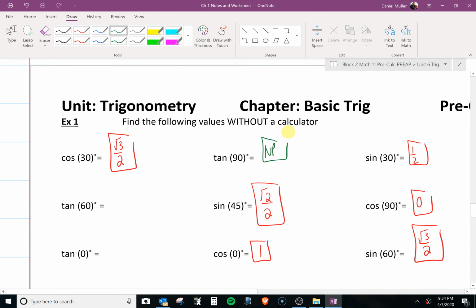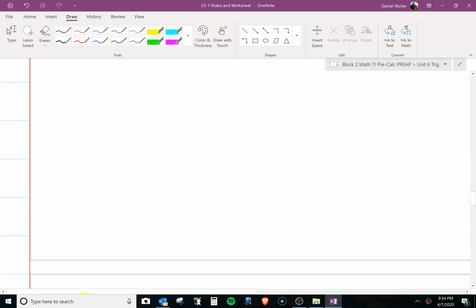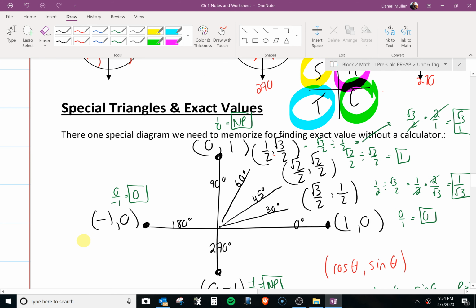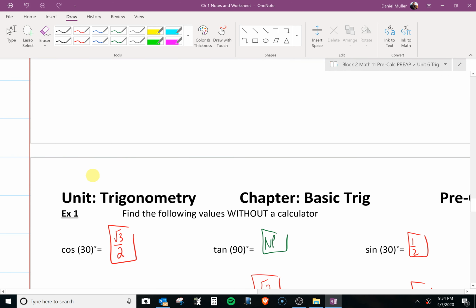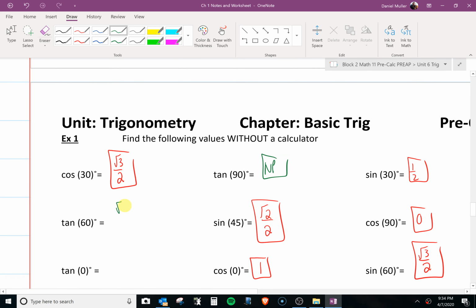And then I've got tan of 60 and tan of 0. Those are the last ones. So tan of 60 here, it's right there, root 3 over 1. And tan of 0 is 0. So root 3 over 1 and 0. So that's all there is to it. You just read it off the chart.